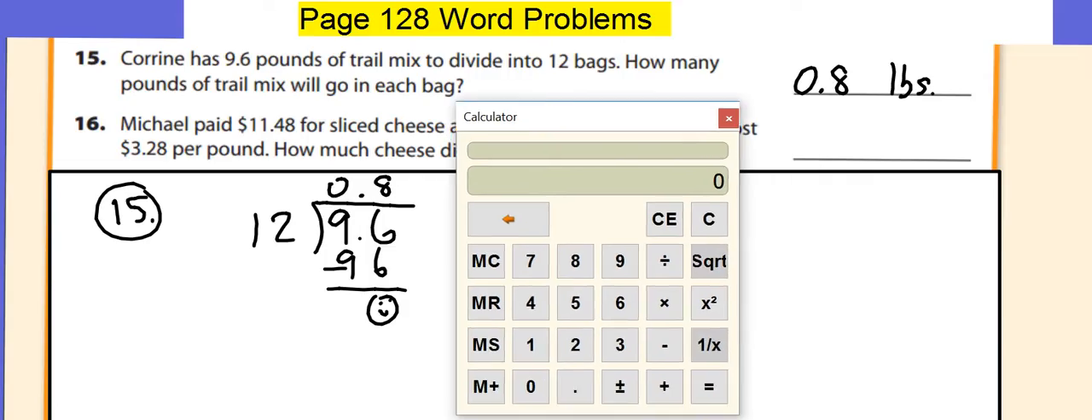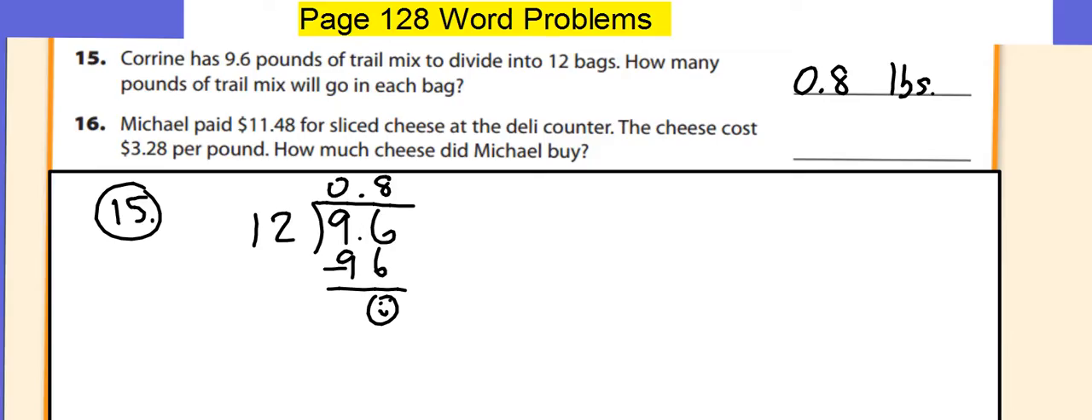And lastly, I really like to check on a calculator. You can check by multiplication. I could punch in my quotient, 0.8, times my divisor, 12. I always like to think in my head, what should it be? It should be my dividend, which is 9 6/10, which it is. Okay, perfect. Great. Moving on to number 16.